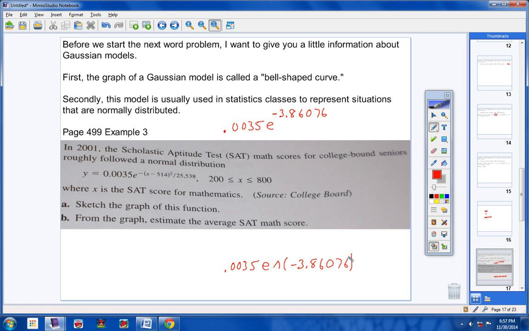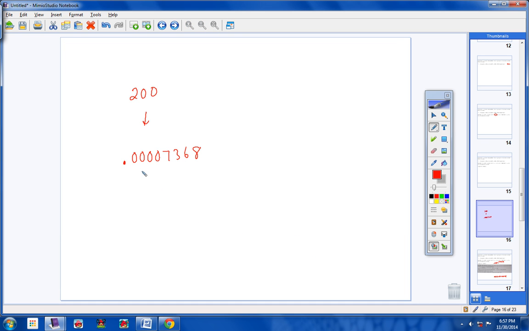Enter. And you should get scientific notation 7.36819 times 10 to the negative 5. So move the decimal 5 places to the left, and you should have this: 0.00007368. So there we go. So now we're kind of seeing a little bit of where that would be on the graph, okay?